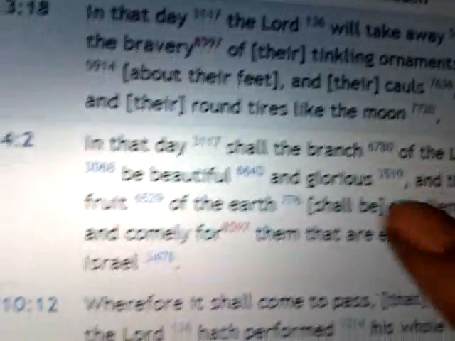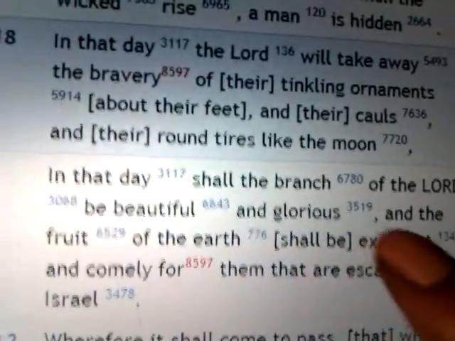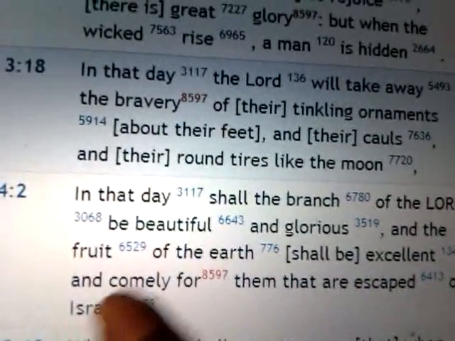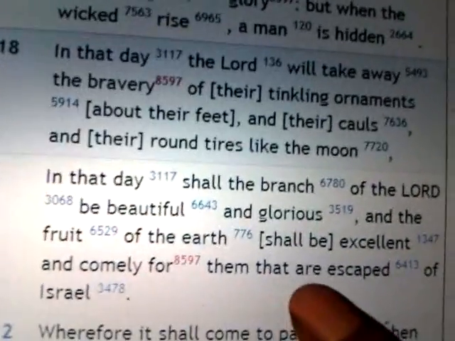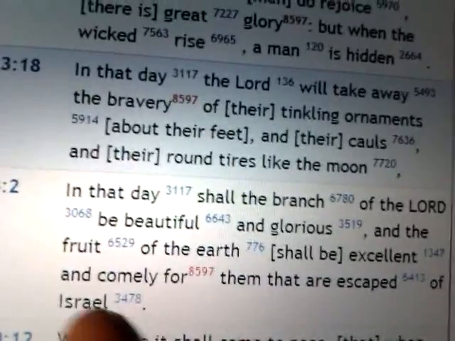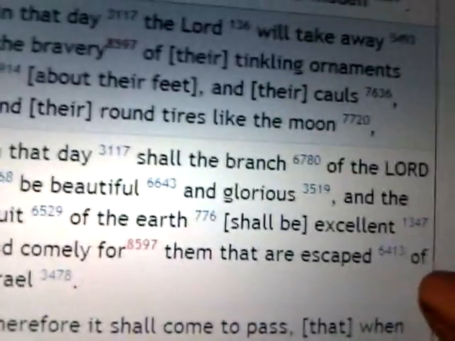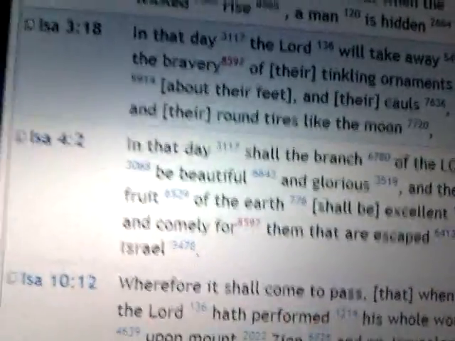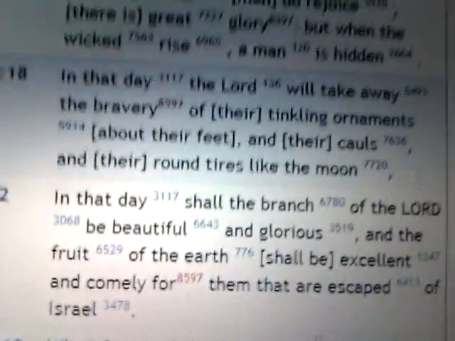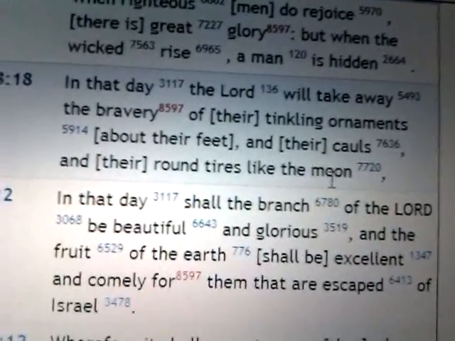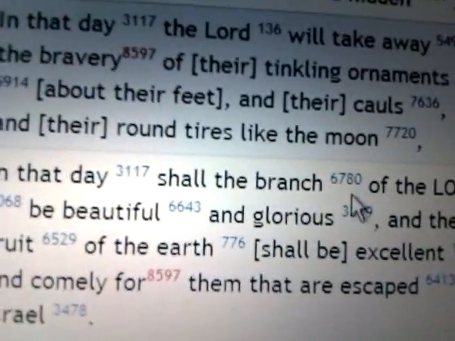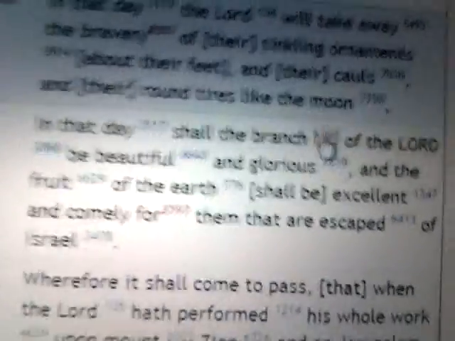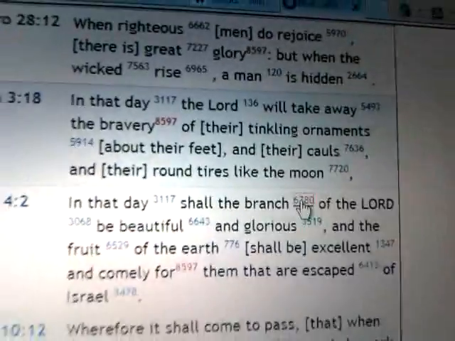The branch of Yahweh shall be beautiful and glorious, and the fruit of the earth shall be excellent and comely for them that are escaped of Israel, for those that are escaped, the terufan, you understand, of Israel. Now, when we look at that word branch, as we were doing formerly, let's look at that word branch, the 6780. When we go to 6780, we find this prophetic word.